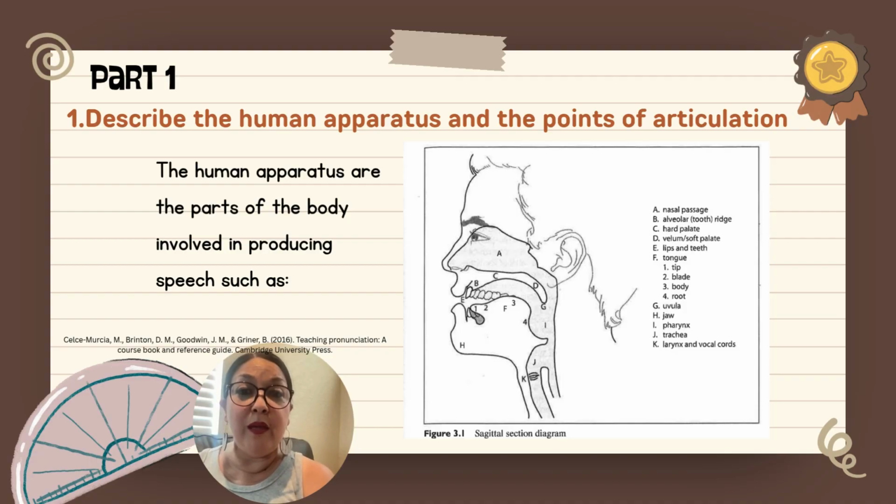So, in part one, I will describe and explain the human apparatus. The human apparatus are all the body parts involved in producing speech. As you can see in this diagram that I took from Celce-Murcia et al., 2016, these are all the parts of the body that help in producing sounds and speech. We have the nasal passage, the alveolar ridge, the hard palate, the soft palate, lips and mouth, the tongue with different parts such as a tip, blade, body, and root, the uvula, jaw, pharynx, trachea, larynx, and vocal cords.